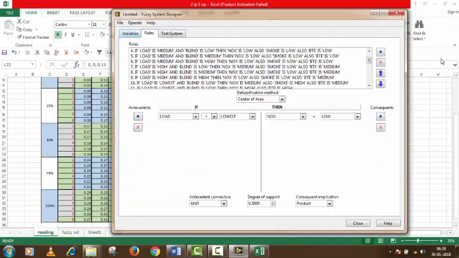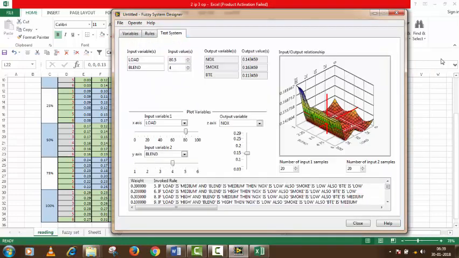So rules are there, variables are there, you frame the rules, and test the system. The system is ready with the framed rules. 27 rules. Now we can vary the load, vary the blend, and find out the output variable. For example, I want to run the engine for load 80.88. Is it possible? Yes, it's possible, not in a real-time setup, but here in the developed model. So that is the advantage of the impact of the fuzzy system here.